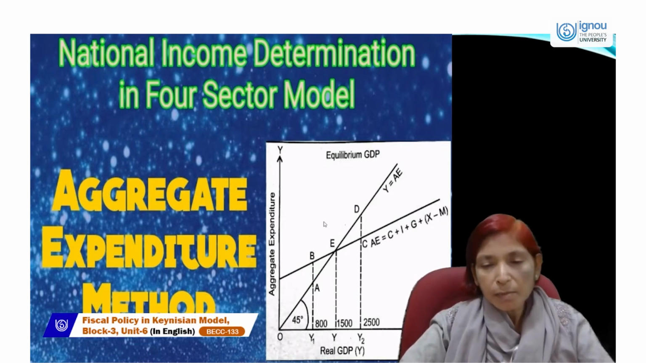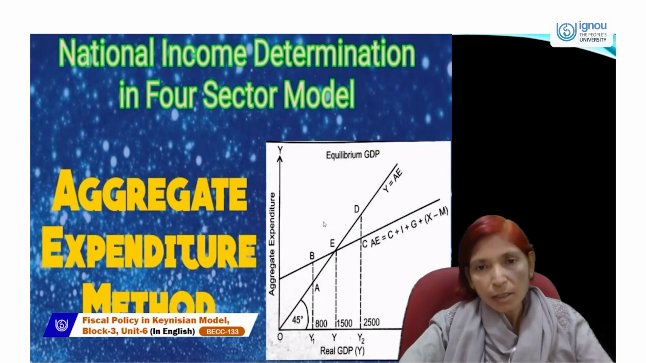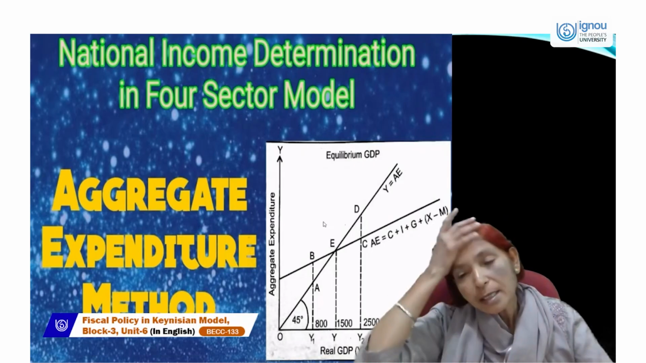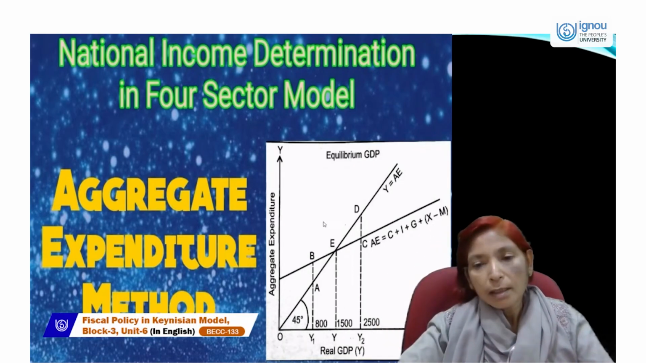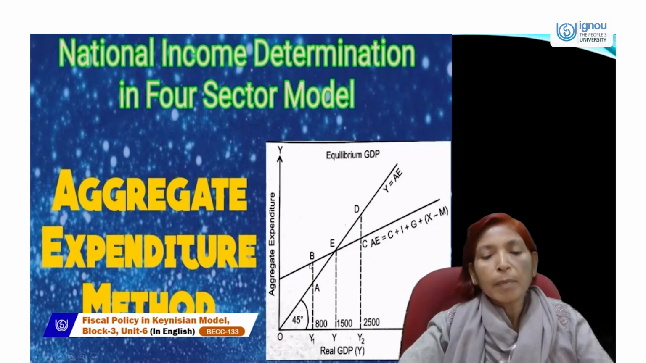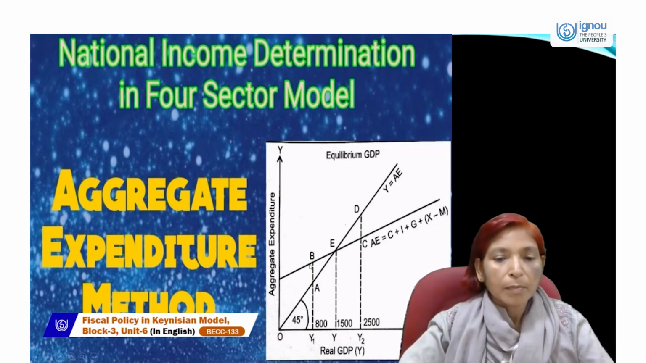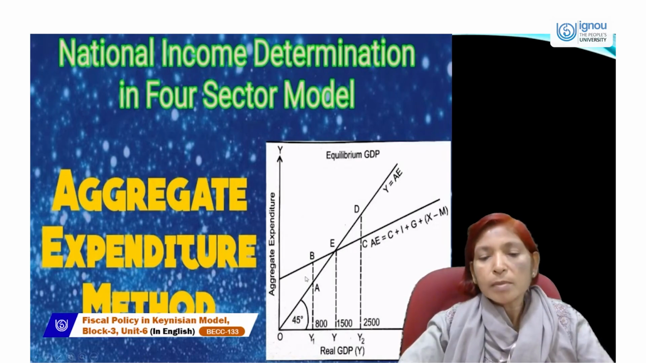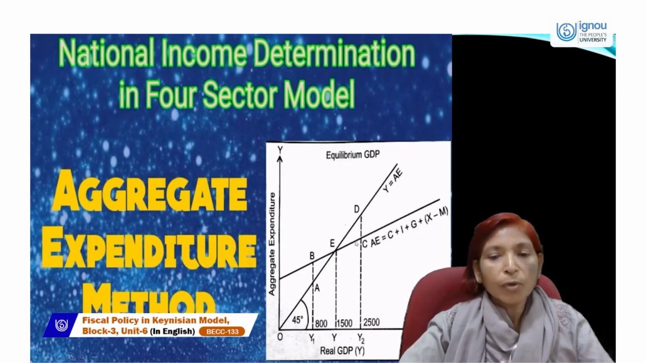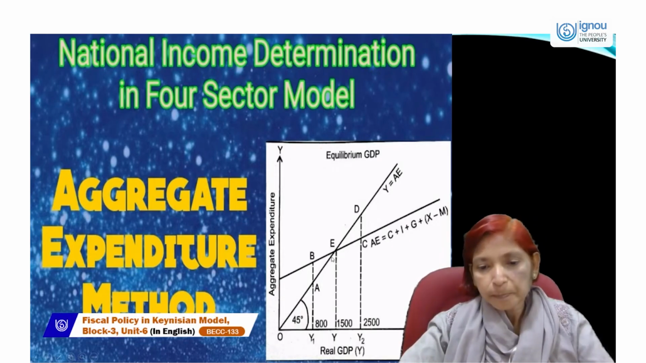But sometimes a disequilibrium situation may occur. These situations are like at point D, supply is more than demand, and at point B, demand is more than supply. But if demand is more than supply or supply is more than demand, then we will move to the point where equilibrium is determined.